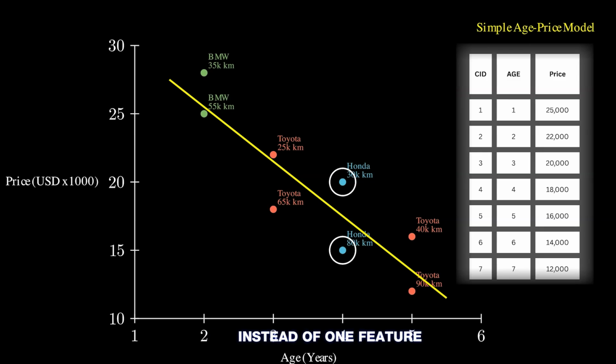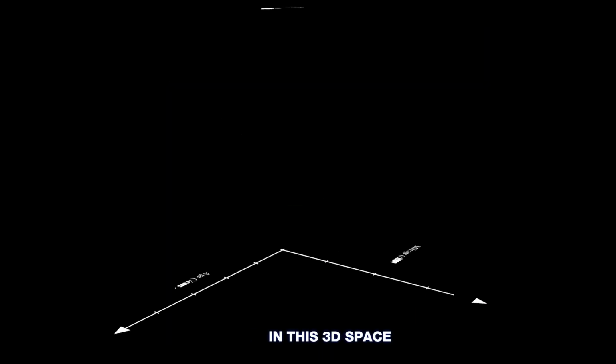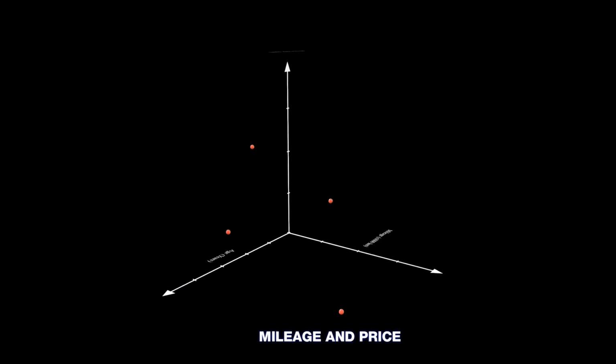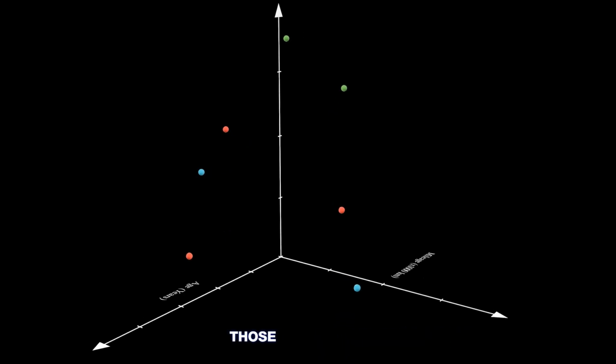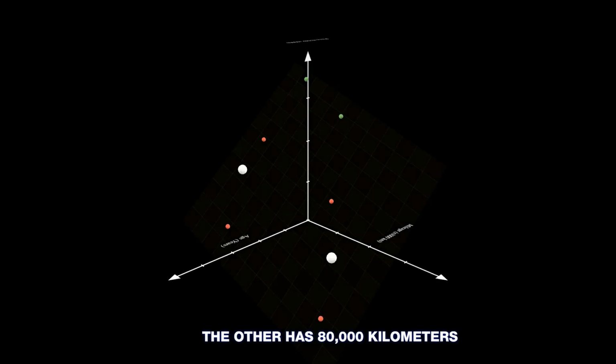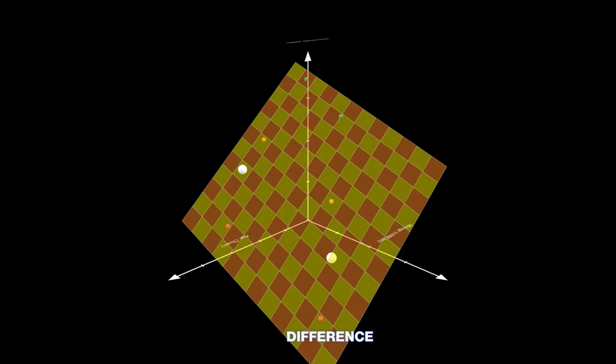Instead of one feature, we use multiple features simultaneously to make predictions. Let's add mileage as our second variable. Watch as our visualization transforms from 2 dimensions to 3 dimensions. In this 3D space, you see 3 axes: car age, mileage, and price. Our data points are now scattered throughout this cube. Those two 4-year-old cars, one has 30,000 kilometers, the other has 80,000 kilometers. This explains their price difference.